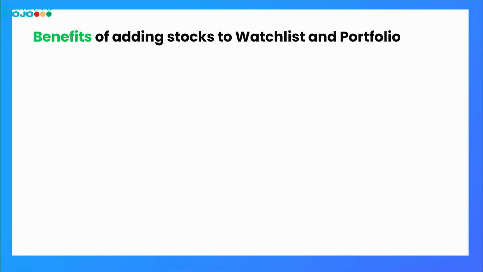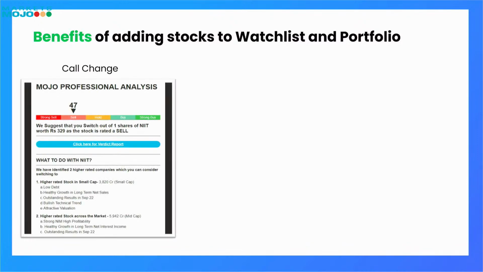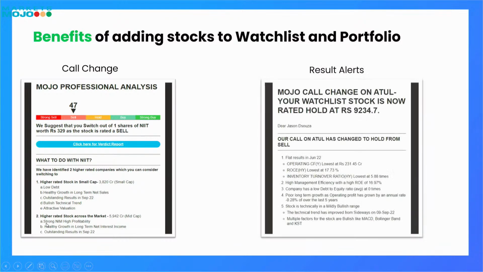Now the benefits of adding stocks to your watch list and portfolio: we will tell you if any stock you added has changed its call. So let's say you're holding NIT and now this company's score has turned to sell. You will know when you have to exit that company, and we will also tell you 2 other companies you can consider switching to. And whenever there's a result performance of the company, we will send you an alert. We will break down the result. For example, this was in June 2022. As soon as the result comes out, within the next few hours, you will get an email from MarketsMojo on how the result performance of the company was.